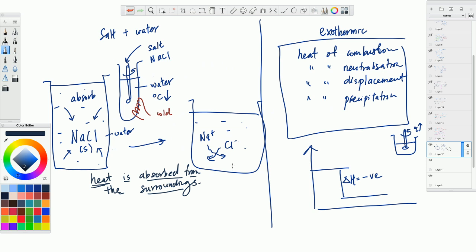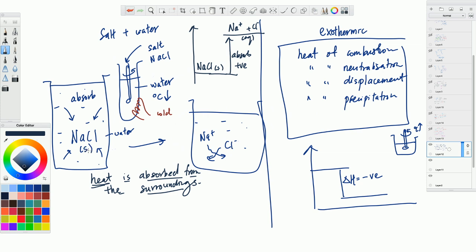Okay, so heat is absorbed to break the bonds. So now you started out with sodium chloride solid. It absorbs energy. Now it's sodium ion and chloride ion aqueous. They have more energy because they have absorbed energy. Because they absorb energy, it is positive. Okay? So I hope this answers your question.